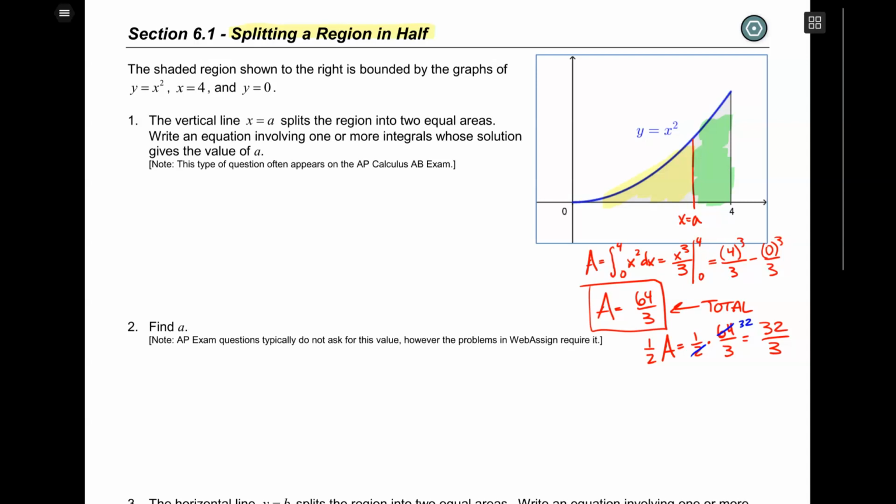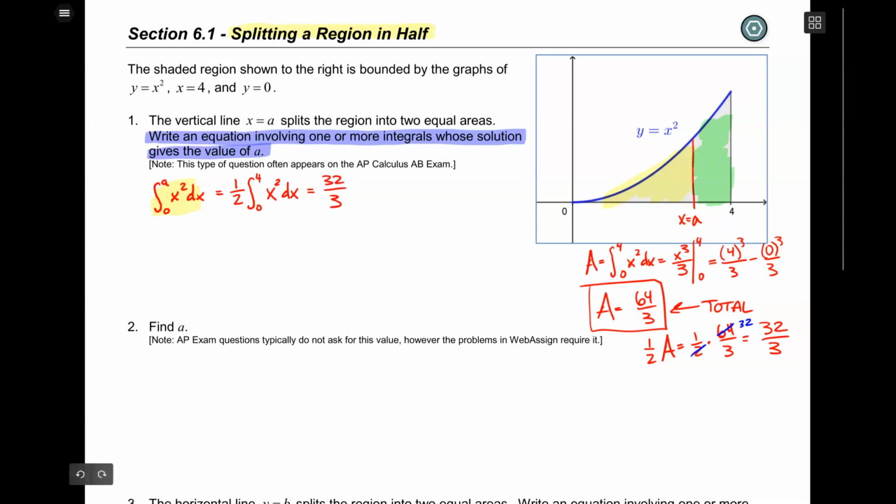So the first part of this says all we have to do is write an equation involving one or more integrals whose solution gives the value of a. There are actually 3 different equations you could write here to get full credit. You could do this one: the integral from 0 to a of x squared, which would be equal to what I have shaded yellow in the figure. And then we could set that equal to one half of the integral we just found, and we already know that that's equal to 32 over 3.